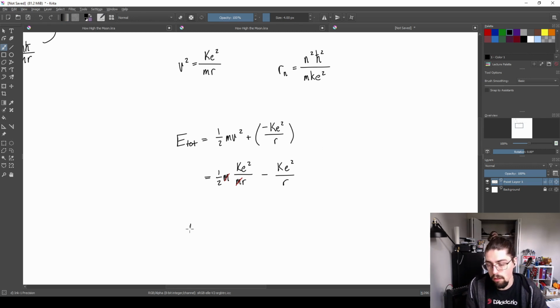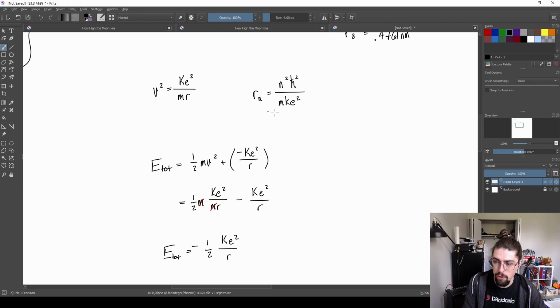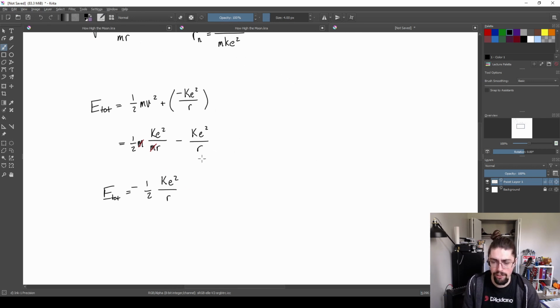What I am left with is the total energy is a negative 1/2 k e squared over r. It's a little bit strange here, but that's all right, because now my last step is to take this description for r, because we said there's only certain radii that are actually allowed to be there. So we plug it in. And we get kind of a nasty thing at this point. Here's what we're going to do.